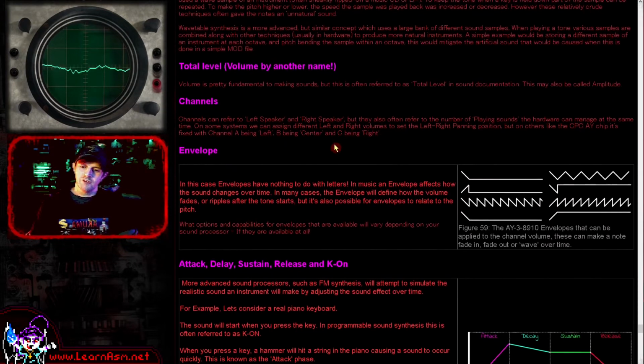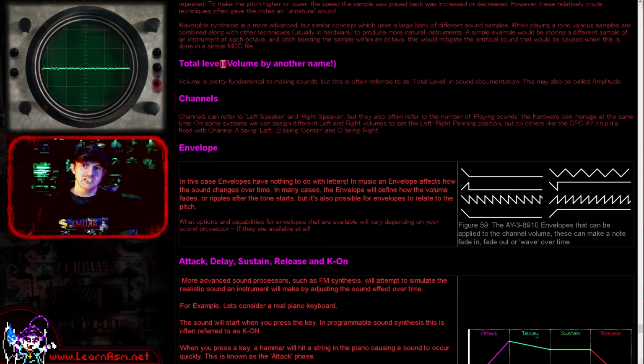Now, we're going to go over a few other concepts. The first one is total level, which is just another way of calling volume. So if you see total level in the terminology of the documentation you're reading, you can just exchange that for the word volume, and that's what it means. Of course, channels, in most cases, are referring to multiple playing instruments. Sometimes these will have different positions. If your sound hardware has 3 channels, you can be sure you can play 3 samples at the same time. Sometimes one will be hard left, one will be hard right, one will be hard center, and sometimes you can configure those to be at different panning positions. But as I say, you can be sure you will be able to play multiple things at the same time if you have multiple channels.